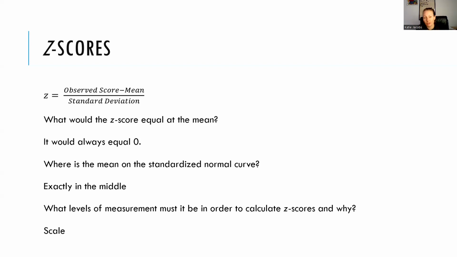Okay, it is scale data. And so that would be either interval or ratio level of measurement. But why is that? If you said because in order to calculate the mean and standard deviation, the values have to be on an interval or ratio level of measurement, you're absolutely correct.